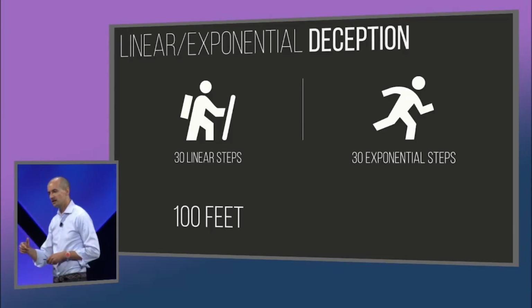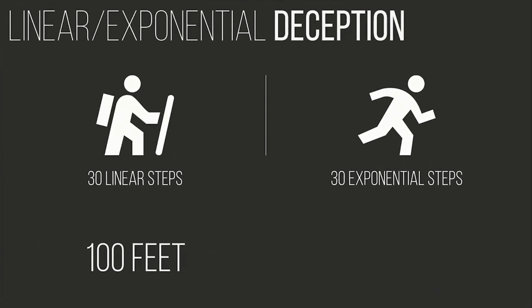Now imagine if you were to take 30 exponential steps. So every step is twice as far as the last one. I want to get your first number, which pops into your head. Don't try to do the math. Just tell me what the number is. How far do you get? Give me a guess. 250,000 miles. You are cheating.